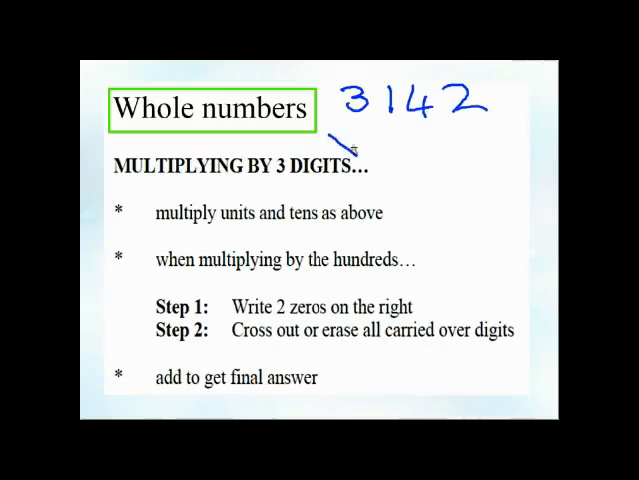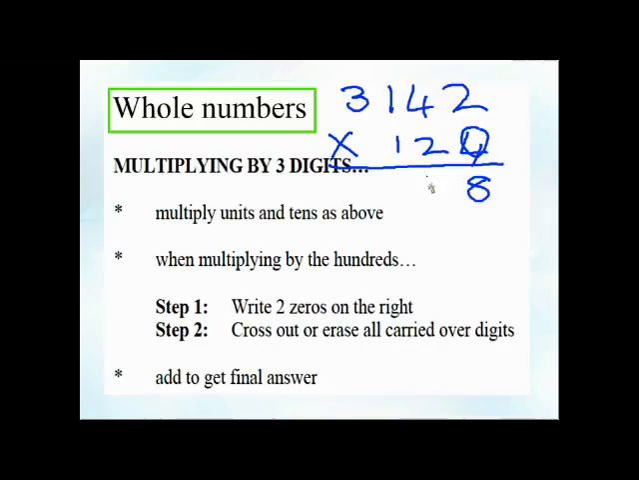3142, and then times, let's make it the most difficult one, by 3 digits. So let's go, 124. And it's very easy. Then what we do is we multiply the things as usual. We start with the first one, which is going to be this one. So 4 times 2 is 8.